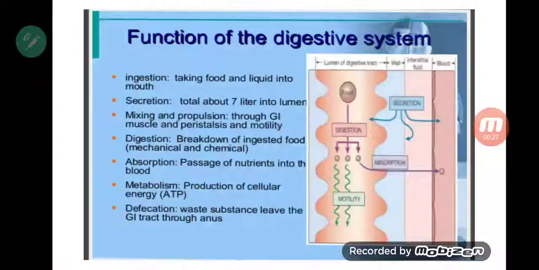The functions of the digestive system: the first function is ingestion, which happens in the mouth. The second function is secretion, mixing and propulsion, digestion, absorption, metabolism, and finally defecation.